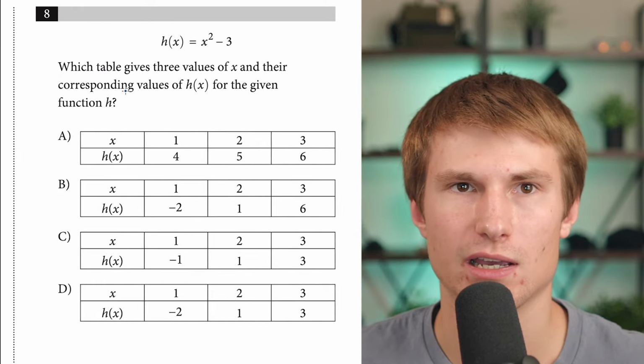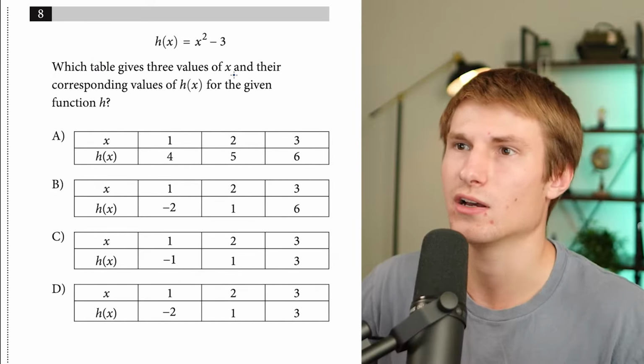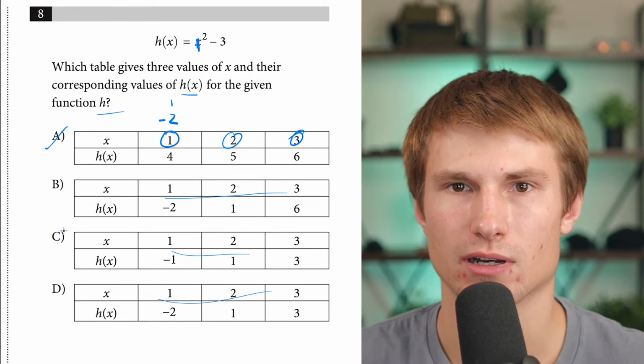Here's question 8. Looks like it fits all on screen. Which table gives 3 values of x and their corresponding values of h of x for the given function? Okay, I see that our x values are all the same in all of these, so I need the values of 1, 2, and 3. Let's go and put in 1 for x. 1 squared is 1. 1 minus 3 would be -2. So we got 1 and -2, so we can get rid of A. We can get rid of C.